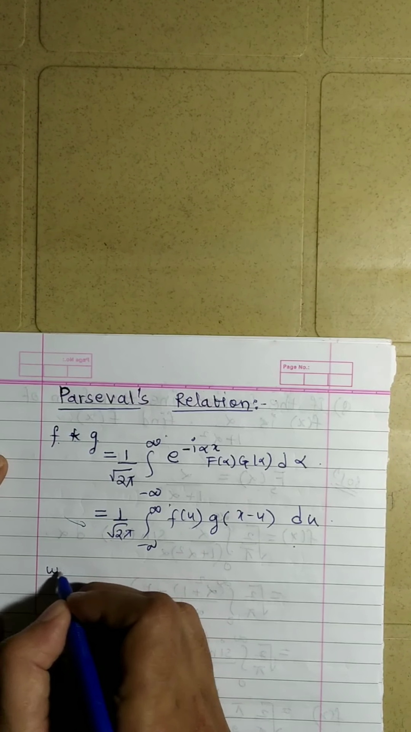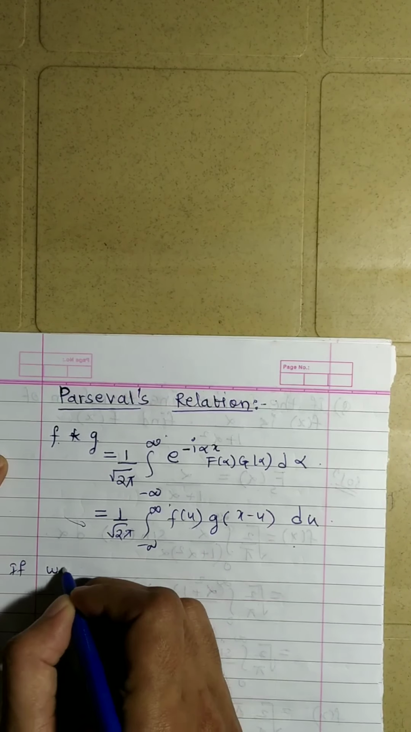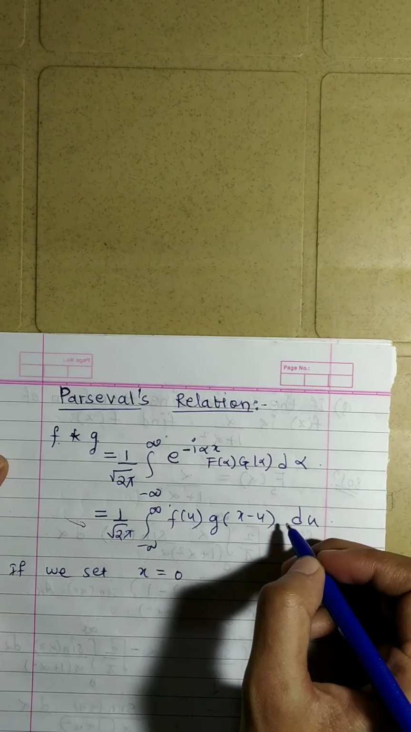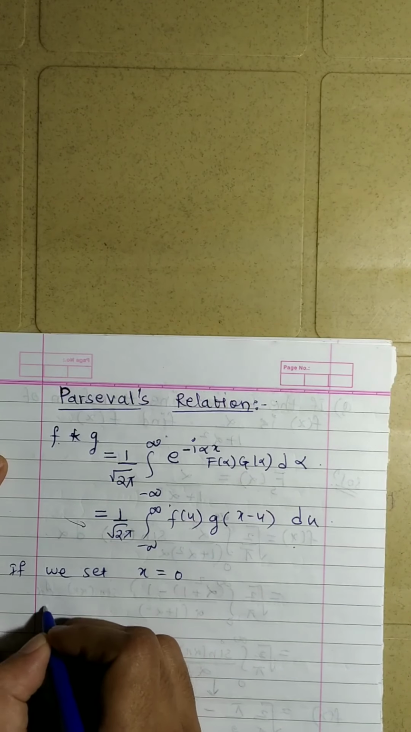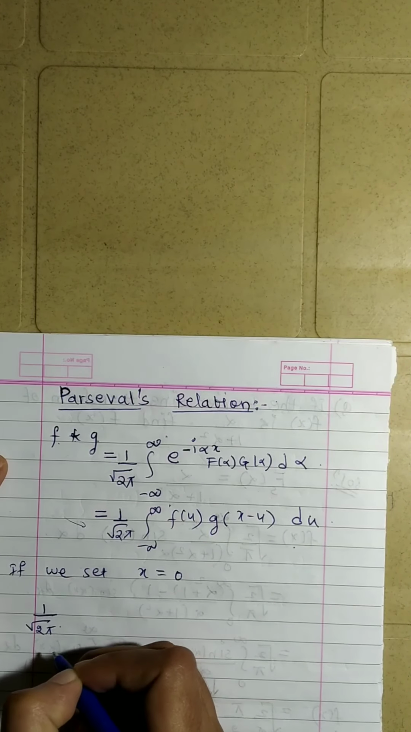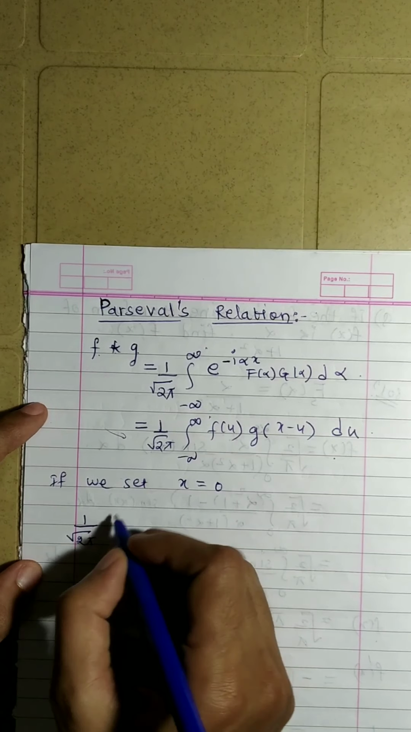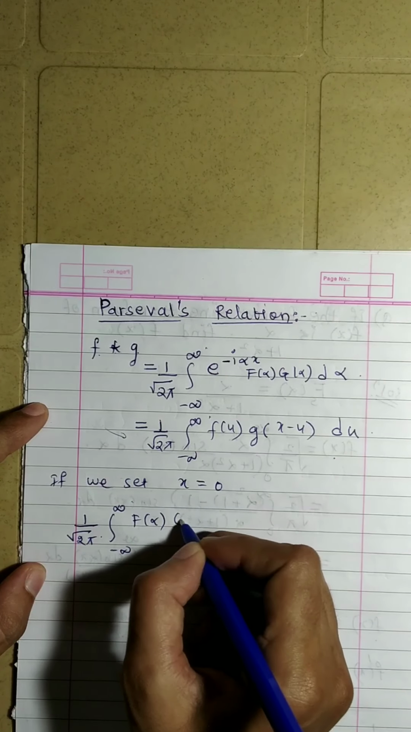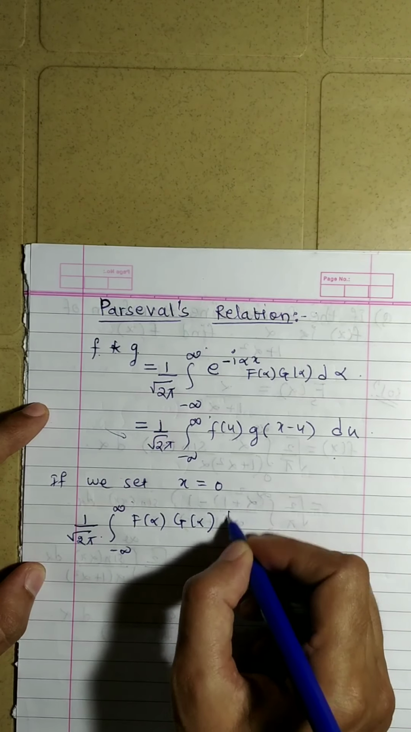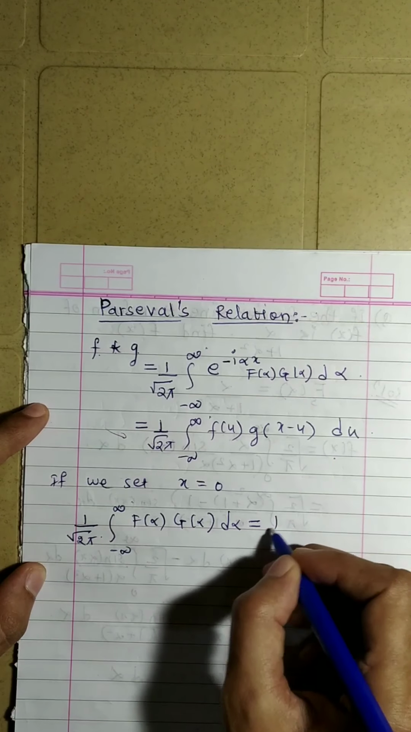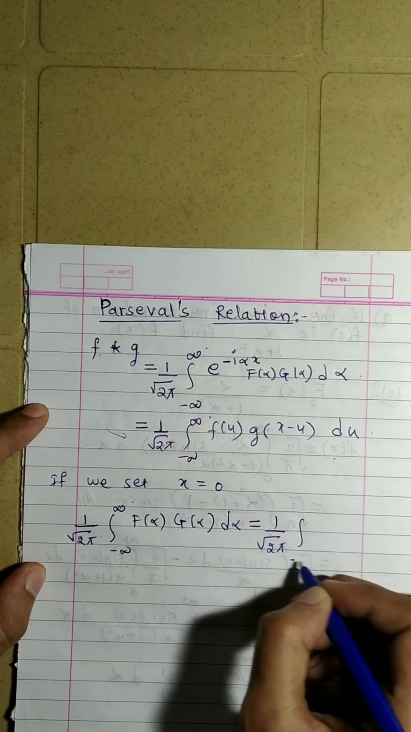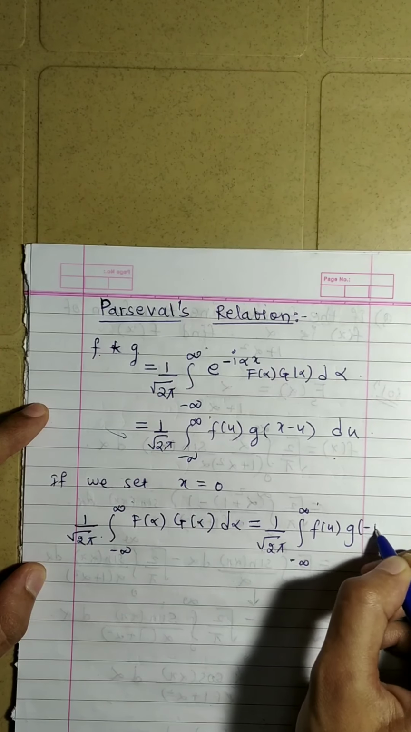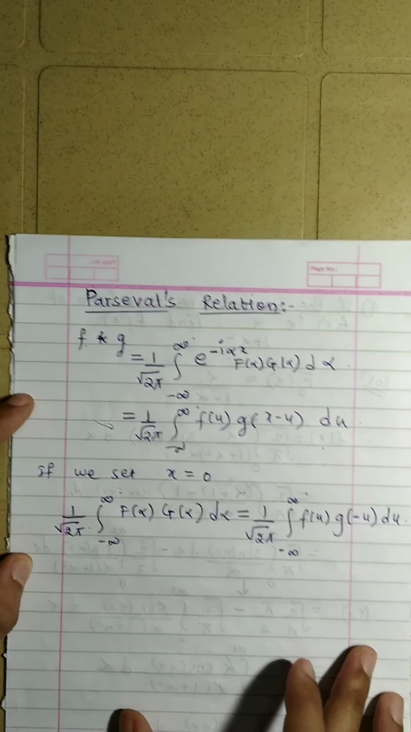If we set x equal to 0 in the above equation, what do we get? We get the equation 1 upon root of 2 pi integral from minus infinity to infinity f alpha g alpha d alpha equal to 1 upon root of 2 pi integral from minus infinity to infinity f of u g of minus u du.